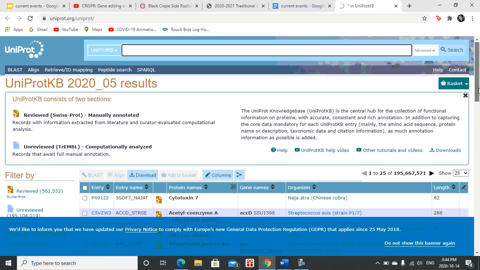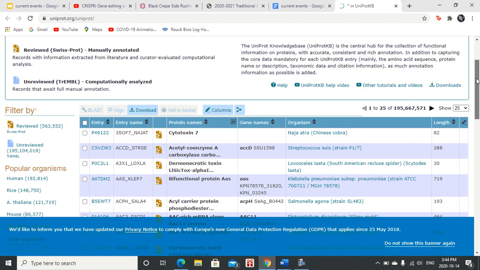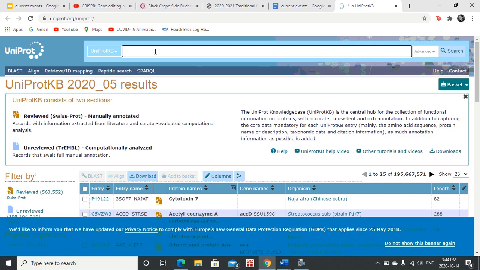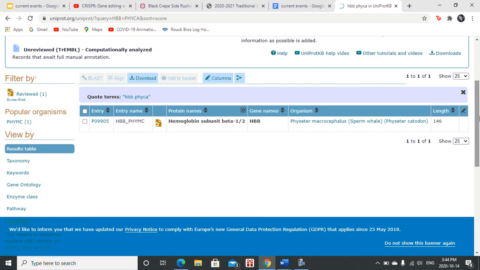If we scroll down here, it has listed a whole bunch of different protein names, the gene names, the organism, the length of it. But we want to simplify this. So in this window at the top, I'm going to paste what I just copied. Okay, so that's the HBB FICA. Now I'm just going to search. Scroll down, and that actually only gives us one.